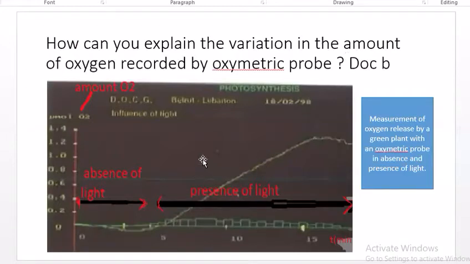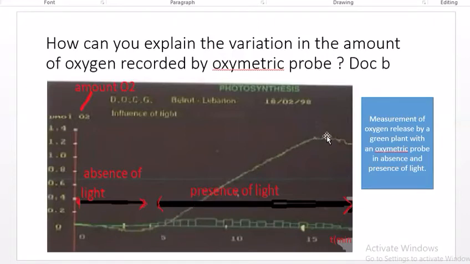First, we have the presence of light and the absence of light. Here we have the measurement of the oxygen released, meaning the amount of oxygen. We know that in the absence of light the plant makes respiration. In the presence of light the plant makes photosynthesis. So it will absorb carbon dioxide and release oxygen. So the amount of oxygen in the presence of light, what is happening to it?